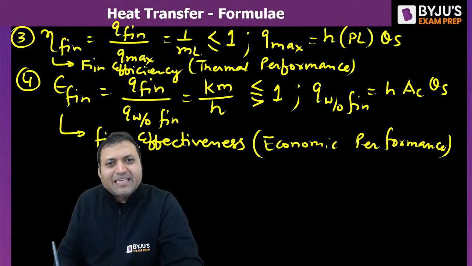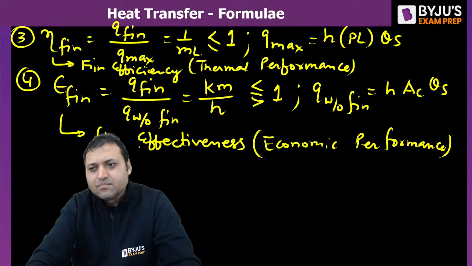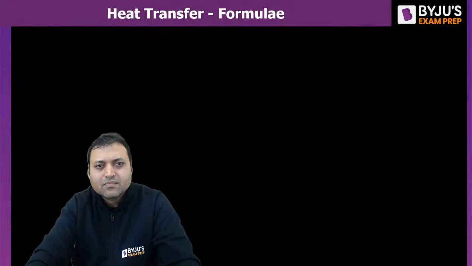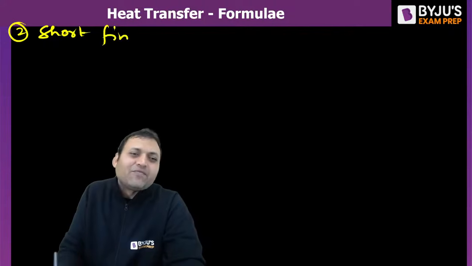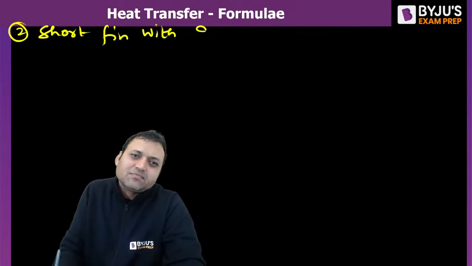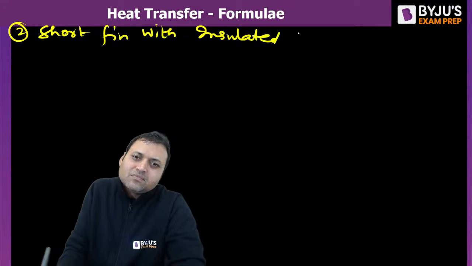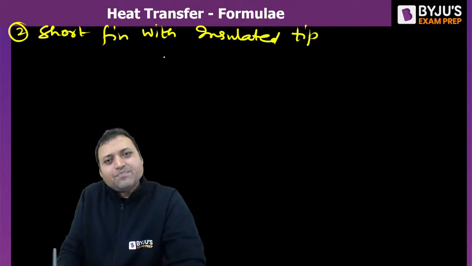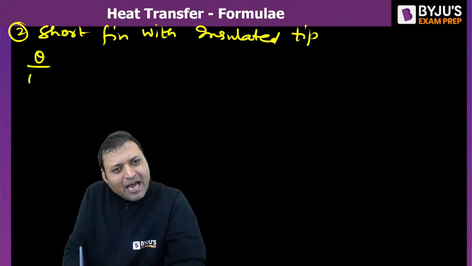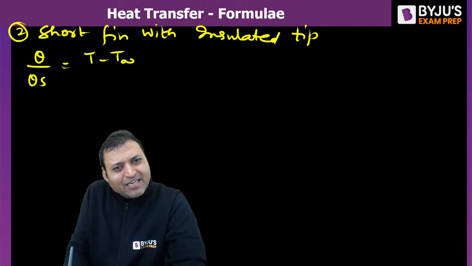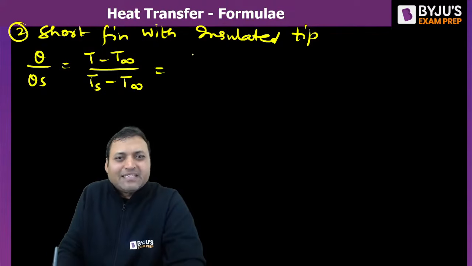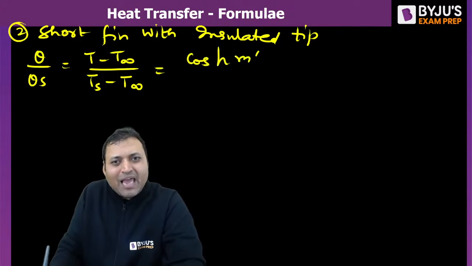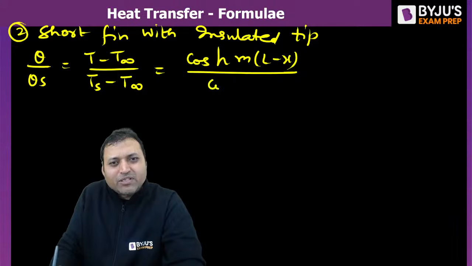Then short fin with insulated tip. What is the nature of the temperature profile? Short fin with insulated tip: theta upon theta s, which is T minus T infinity upon Ts minus T infinity, is equal to cosh of m(L minus x) upon cosh of mL.